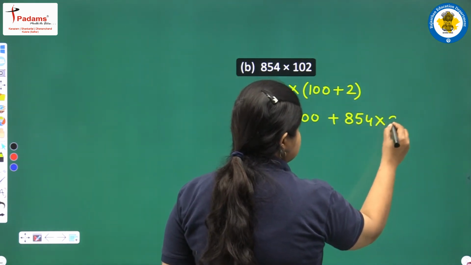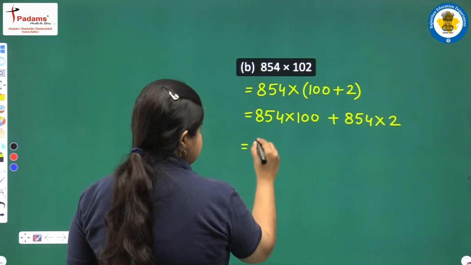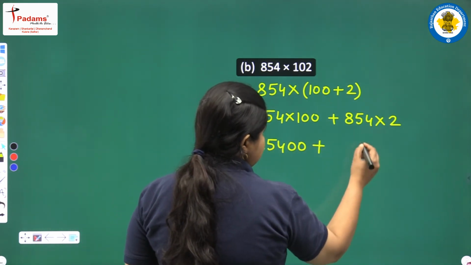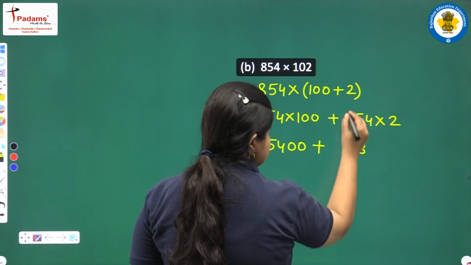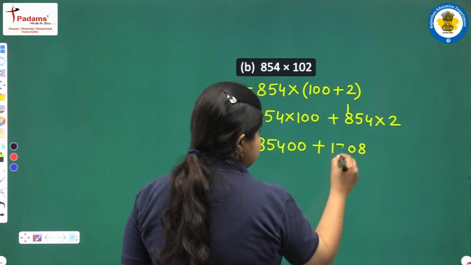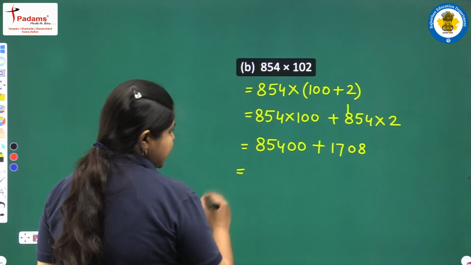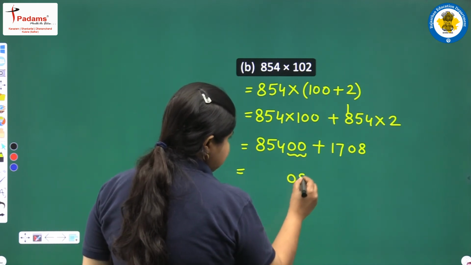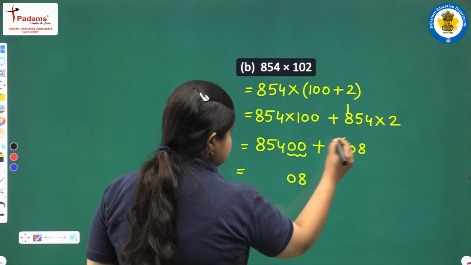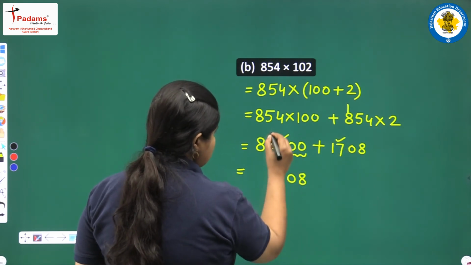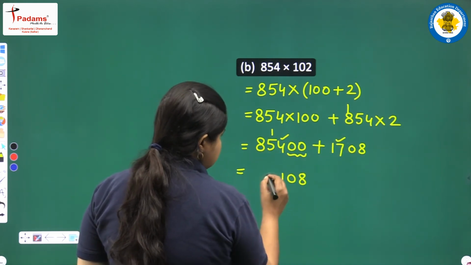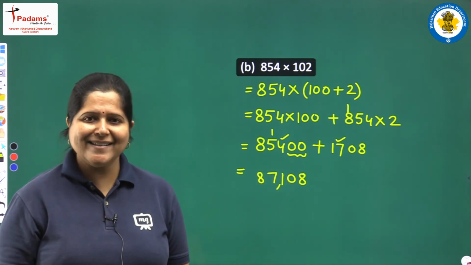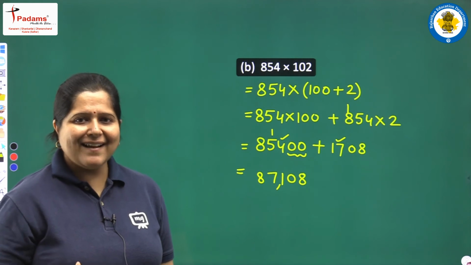By distributing it to 2, we get 854 and 2 zeros. 2 4s are 8, 2 5s are 10, 1 carried, 2 8s are 16 and 1, 17. Add the two numbers, here the two zeros, so we get 08 at the end. 4 and 7, it's 11, 1 carried, 6 and 1, it's 7. 87,108 is the answer. So quickly we are getting the answers.